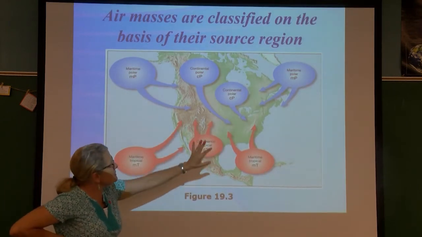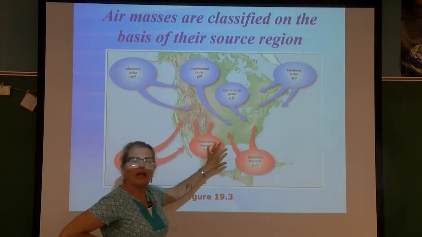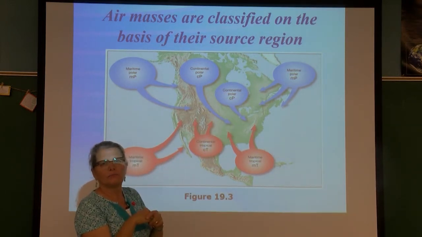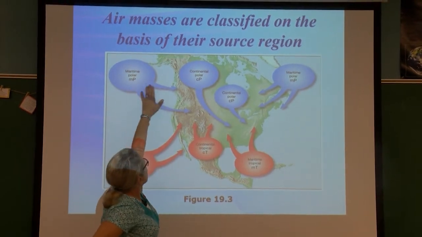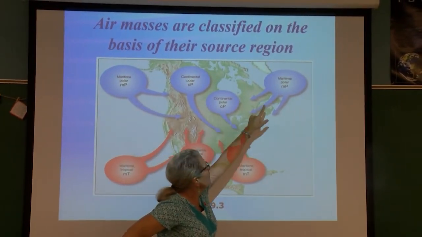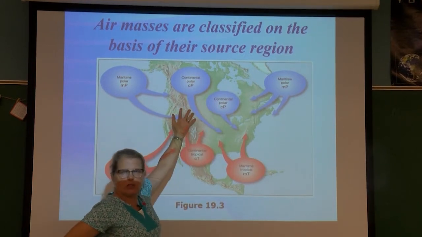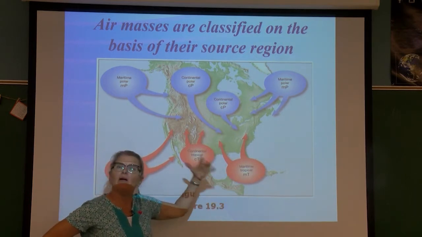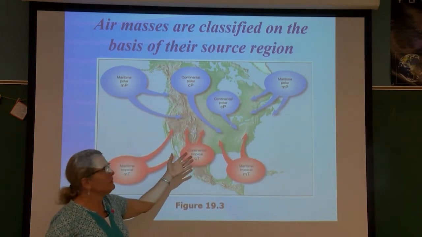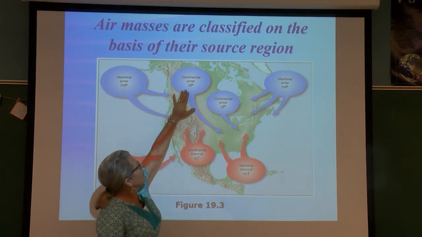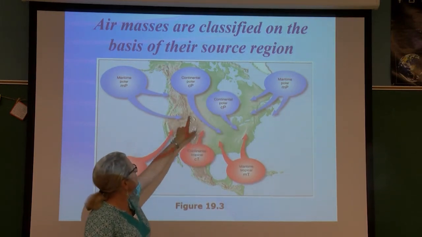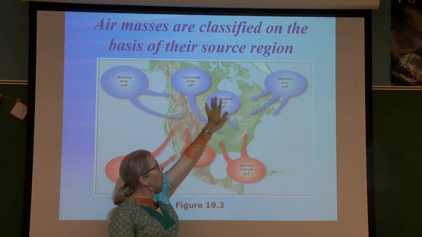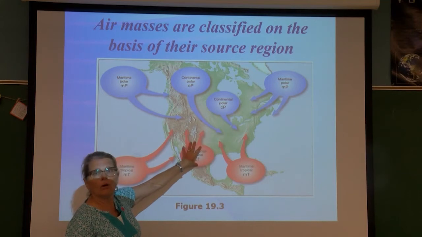So, air masses are named and characterized by where they start, where they originate. We've got polar. If they originate in the north, they're polar. Tropical. If they originate in the south, they're tropical. So we've got CP, continental, ones that originate over land. They're going to be dry. This is dry and cold, dry and warm.